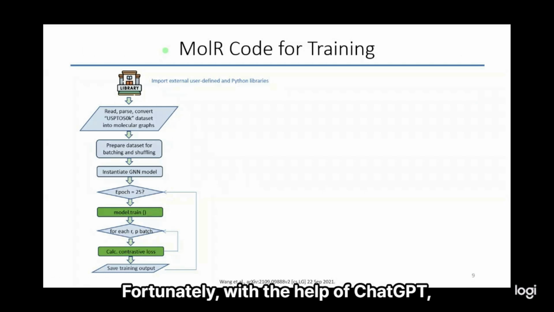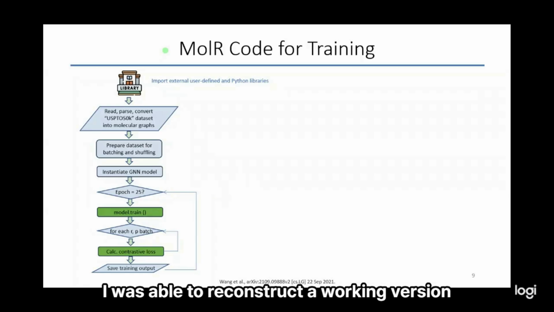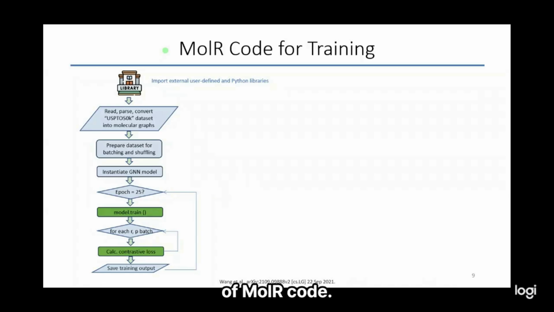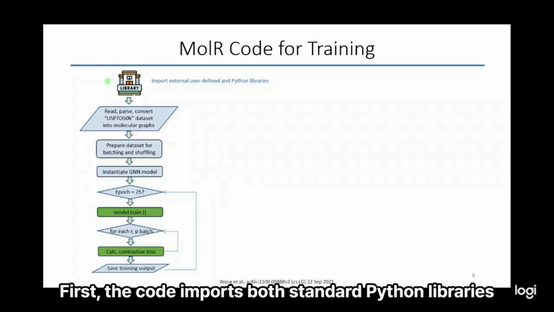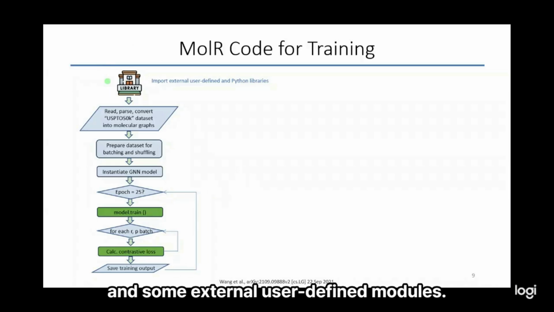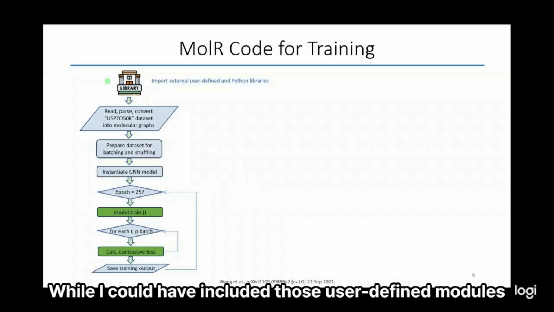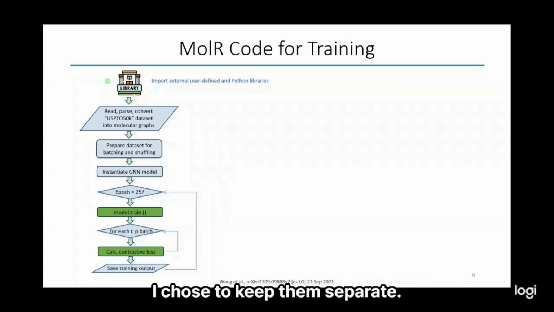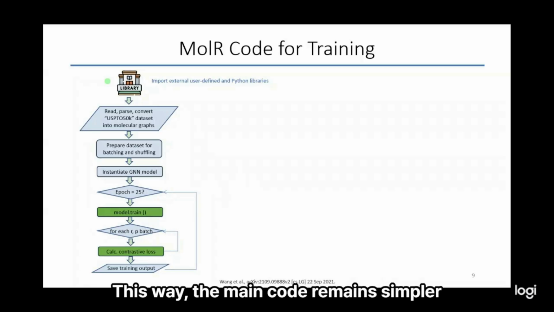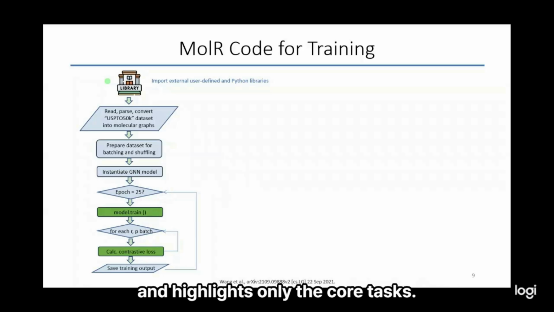Fortunately, with the help of ChatGPT, I was able to reconstruct a working version of MolR code. Let me show you how it is structured. First, the code imports both standard Python libraries and some external user-defined modules. While I could have included those user-defined modules directly inside the MolR_batch_train.py code, I chose to keep them separate. This way, the main code remains simpler and highlights only the core tasks.